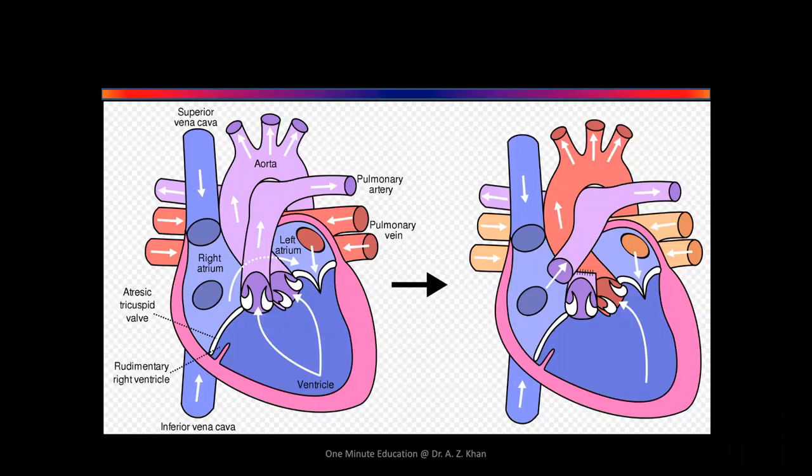Okay, what is this procedure happening? Name the procedure. Simple. Name the procedure.